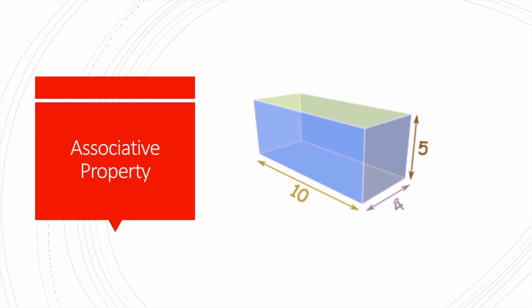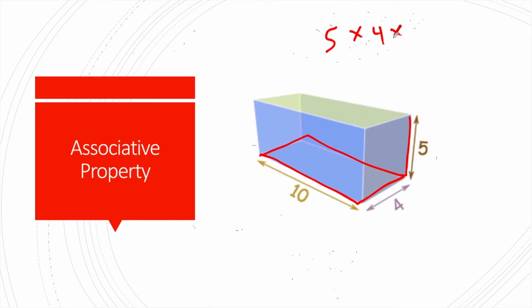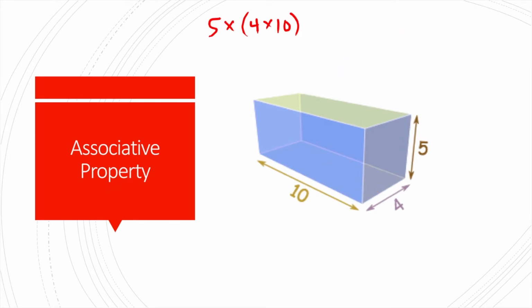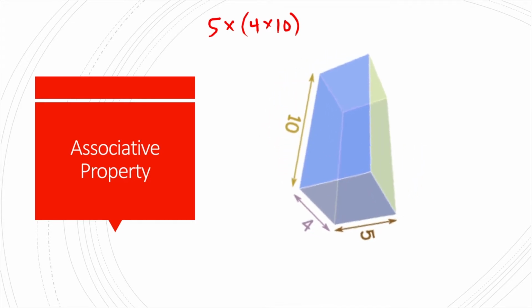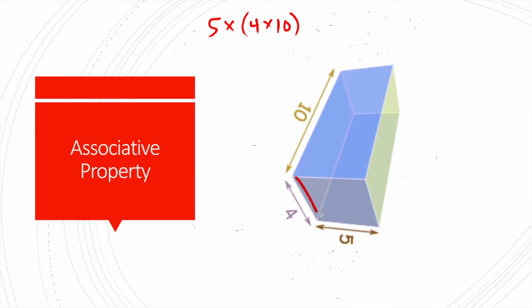Here I can think of this as the height, 5, getting multiplied times this base, 4 times 10. And so I can think of it as 5 times 40. There's the base getting multiplied by the height. Or I could think of it as this being the base, right? And doing 5 times 4 is the base. And now this is the height.